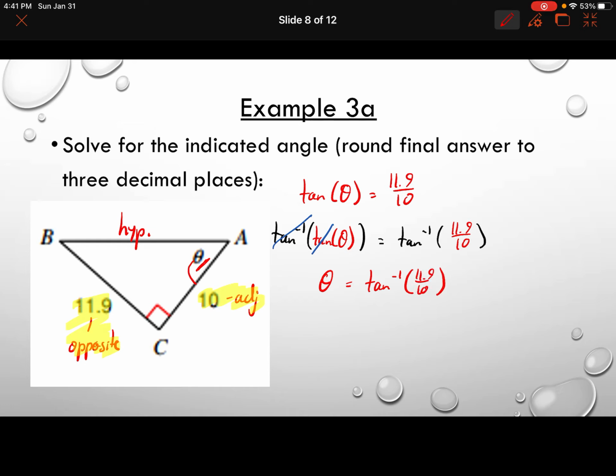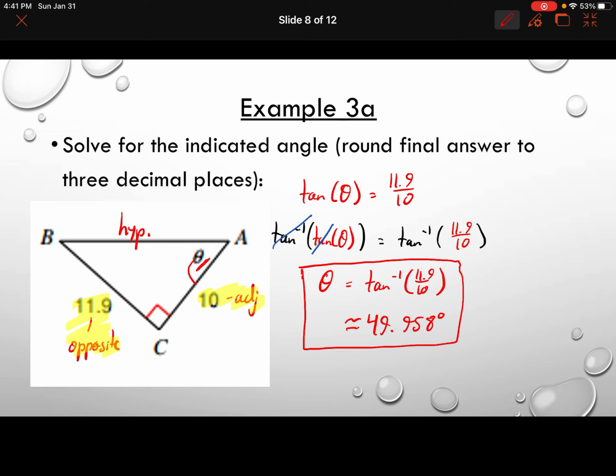And that is something you can just plug into your calculator. If I were to take out my calculator and do inverse tangent of 11.9 divided by 10, there's an inverse tangent button, so you literally just press it. You should get an angle, rounded to 3 decimal places, of 49.958 degrees. So that is the missing angle of that triangle. That is what theta is equal to, rounded to 3 decimal places.